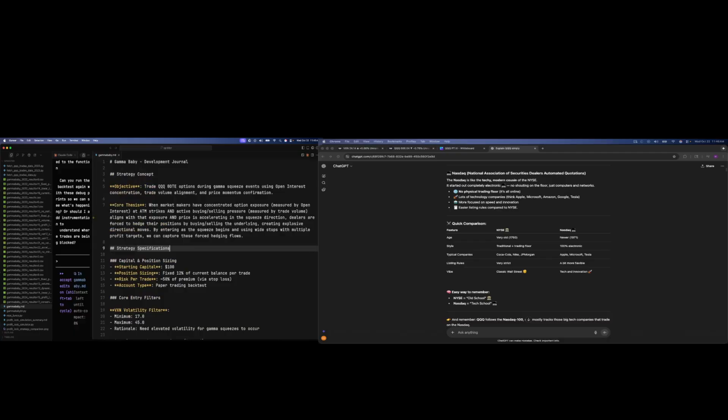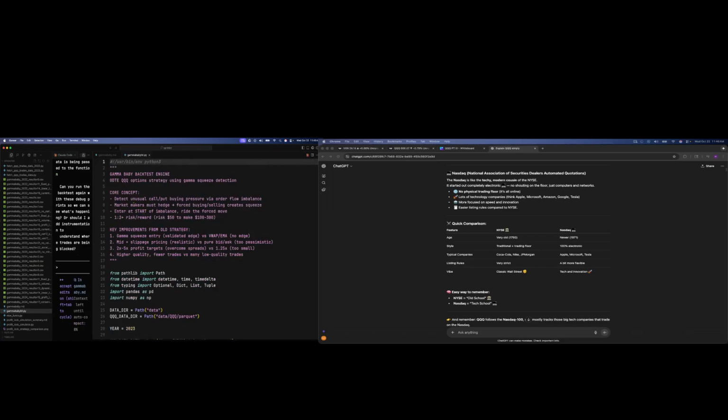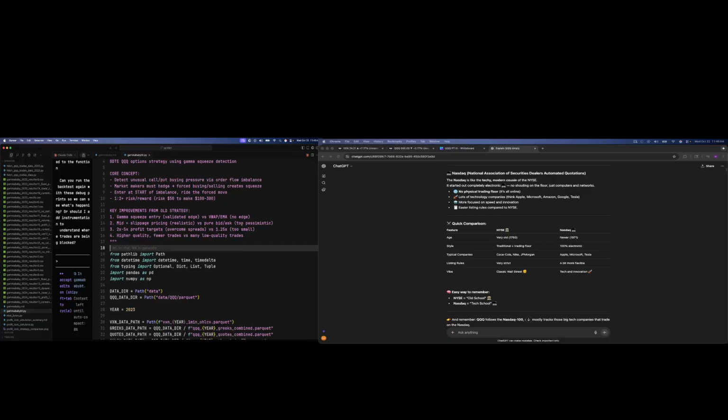So what we're doing is we have QQQ and it trades same day options. What it's doing is detecting unusual call or put buying pressure via the order flow. We're checking, is there a lot of call pressure coming in? Is there a lot of put pressure coming in? That's how we determine what the market makers are doing. Once we determine which direction it's going, the underlying strategy says, we found a gamma squeeze. So now it's going to find the mid price, which is the price between the bid and the ask.